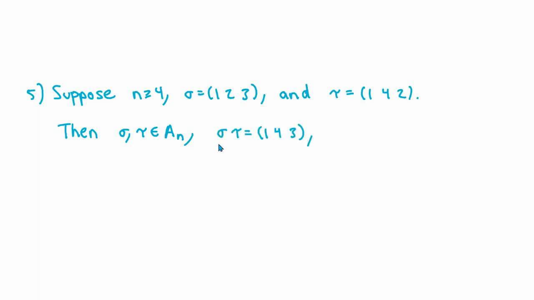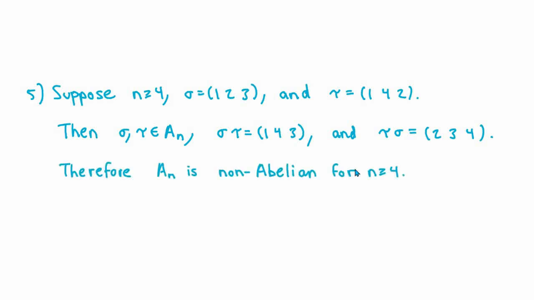And you can compute directly that sigma tau is the 3-cycle 1, 4, 3, and that tau sigma is the 3-cycle 2, 3, 4. Well, sigma tau and tau sigma here are not the same, so that verifies the claim that for n bigger than or equal to 4, the alternating group AN is always a non-abelian group.